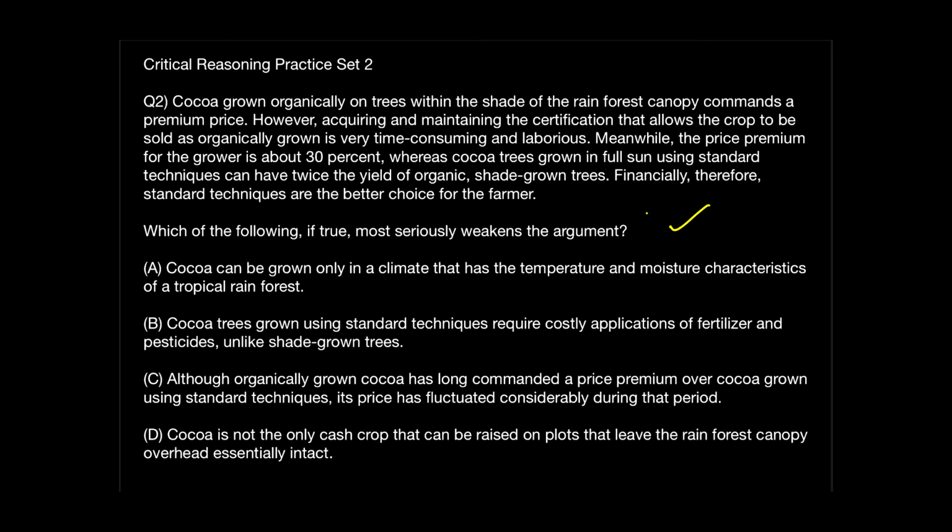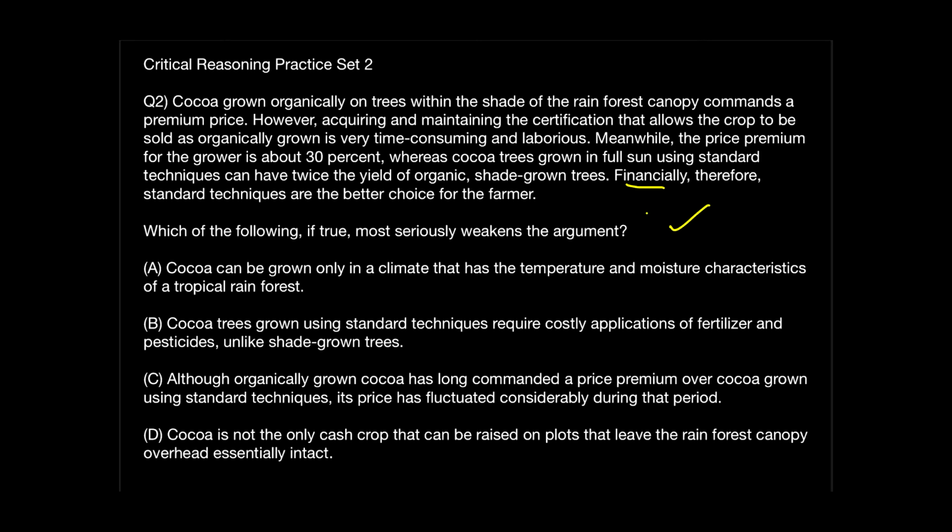So even without reading the full paragraph, if you just read the last line, financially, therefore, that's the conclusion, standard techniques are better choices for the farmer. So here is the argument. The author says that when compared to the organically grown trees, standard techniques ones are financially better for the farmers. Now I have to make sure that any one of the points or the options mentioned below should weaken this statement.